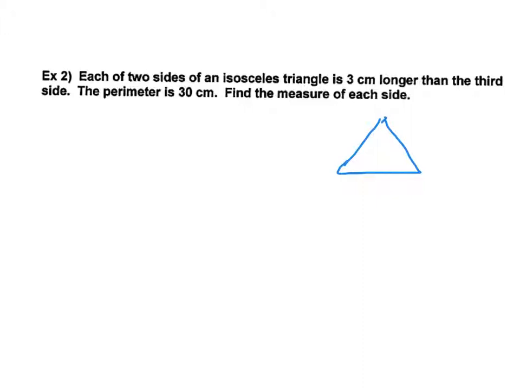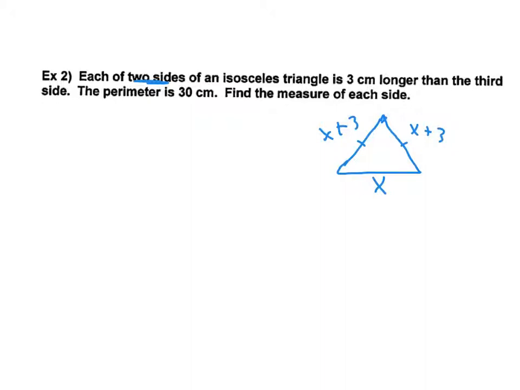Now we need to define our variables and translate this. It says the 2 sides that are the same are 3 centimeters longer than the third side. So we can let X be the third side, and then the 2 sides would be 3 centimeters longer. So they would be X plus 3, and this would be X plus 3.